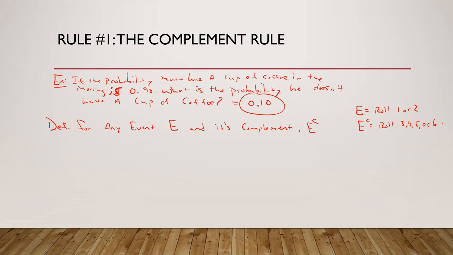So for any event E and its complement E^C, we have the following. If I say, what's the probability some event happens? It's just 1 minus the probability that the complement happens. Or the probability that a complement occurs is 1 minus the probability of the original event.